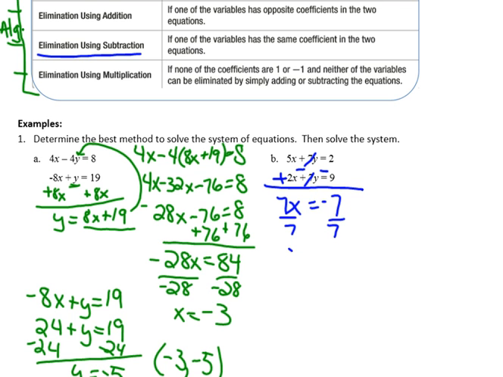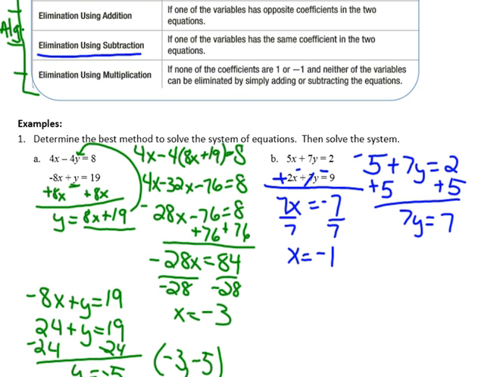Divide both sides by 7. X equals negative 1. Put it back into either equation. I'll pick the top one. So that's negative 5 plus 7y equals 2. I think I did that correctly. Add 5 to both sides. So 7y equals 7. Divide by 7 and you get y is 1.